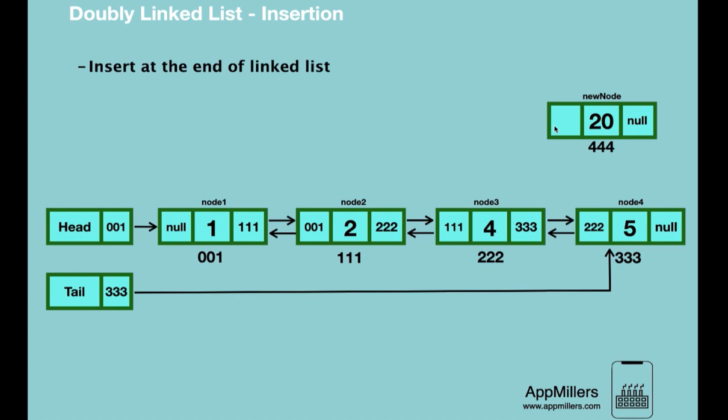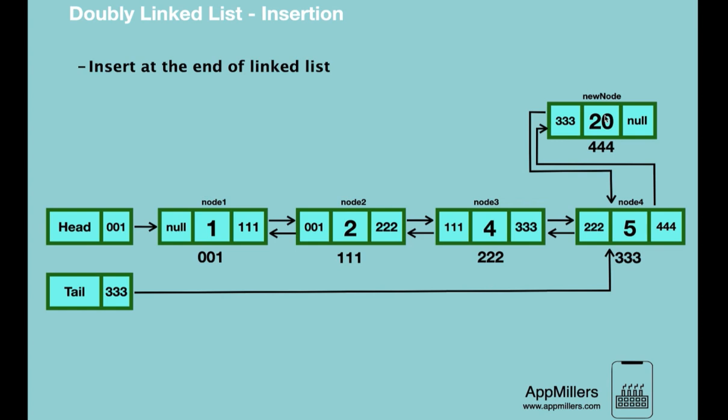Then we need to update the previous reference of this node. So the previous reference of this node should point to the last node over here, and we know that last node's physical location in our case is 333. So if we update this previous reference to 333, it will create a reverse link between new node and node 4. Then the next step is we need to update next reference of last node to point this new node over here. So we know that physical location of new node is 444, so we will set next reference of node 4 to 444.